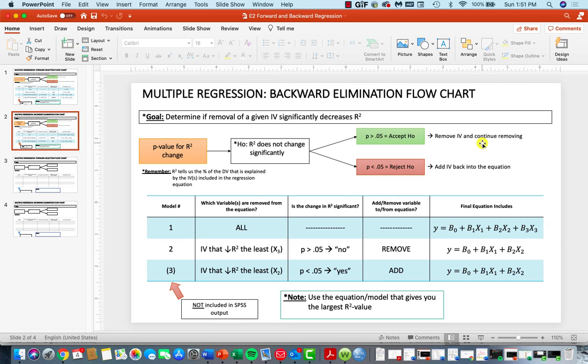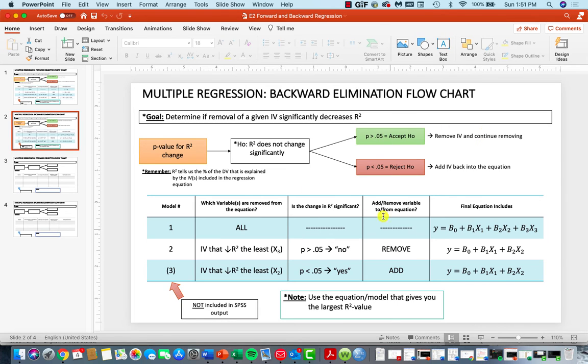Okay, so on the flip side, if we find a p-value that is less than 0.05, that's where we reject the null and we say, no, R squared is significantly changing. If the removal of a variable significantly changes R squared, in this case it's decreasing R squared, that's a bad thing. So that would indicate we need to put whatever that removed variable is back into our equation so that it stays nice and strong, okay?